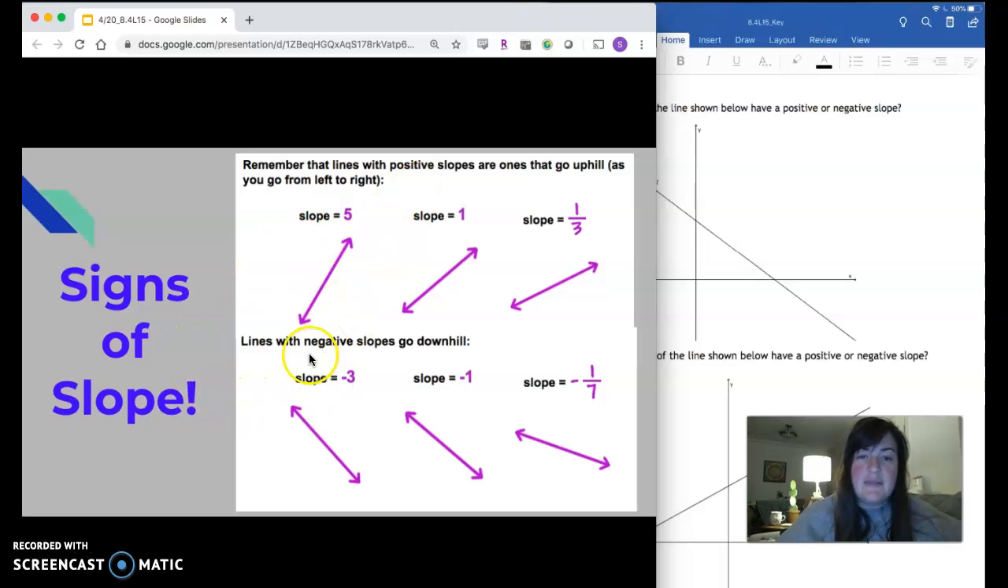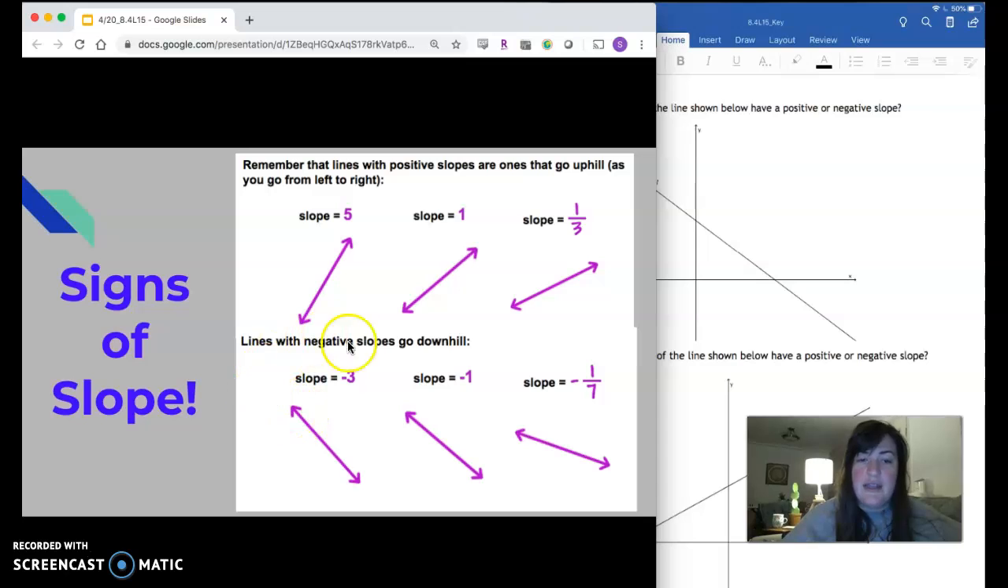All right, so signs of slope. As you can see, if we're reading to the right, the y is going up, the y is going up, and the y is going up. So these are all positive slopes, and you can see it in the numbers. Positive 5, positive 1, positive 1/3. And you can see what the different numbers do to the line. So the greater the number, the steeper the line. The more of an easy hill, then it's a smaller slope.